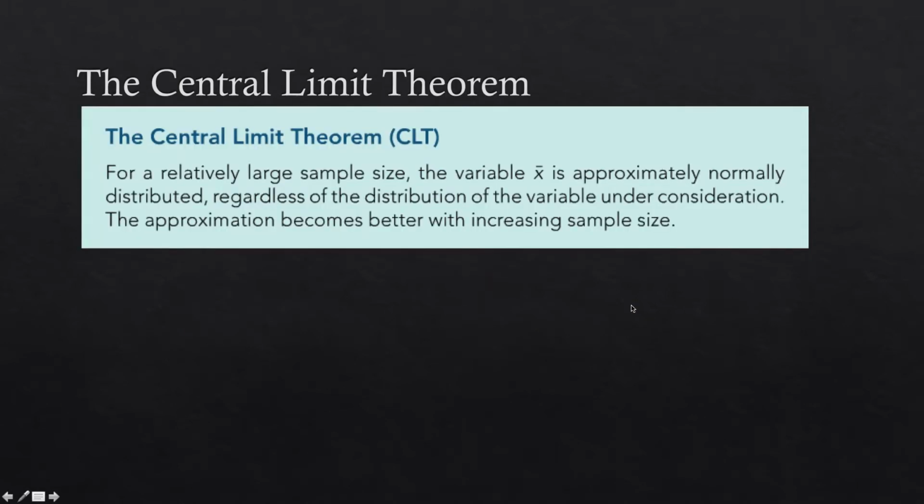Now the central limit theorem basically says this: if you have a large sample size, the variable x bar is normally distributed regardless of whether x is normally distributed. So in other words, it doesn't matter whether your initial distribution is normally distributed. If you have a large sample size, the variable x bar is always going to be approximately normally distributed no matter what. So the approximation becomes even better as you increase sample size.